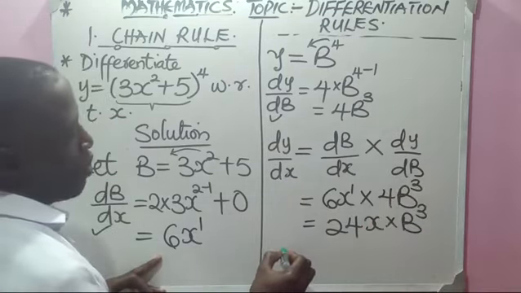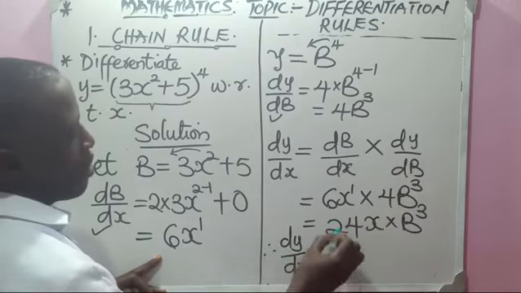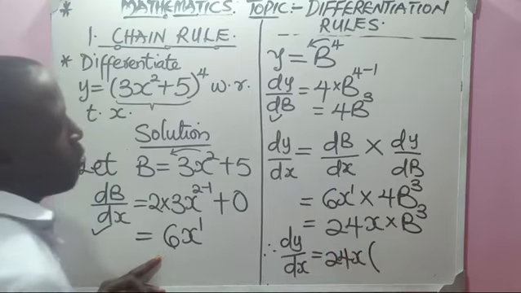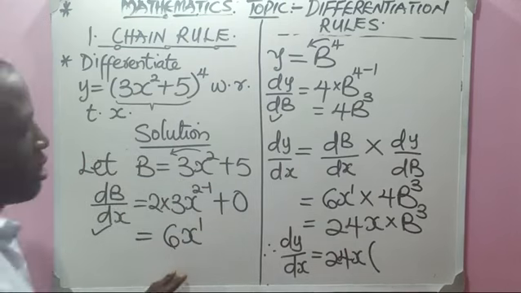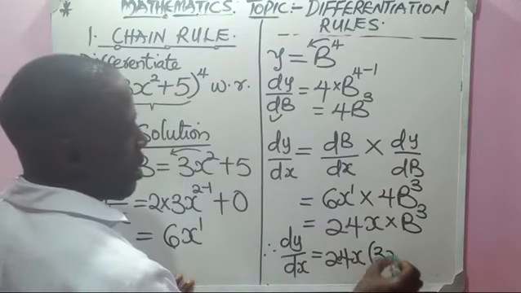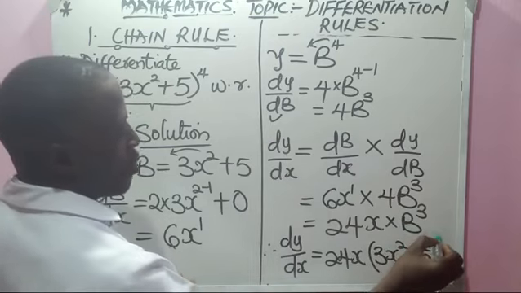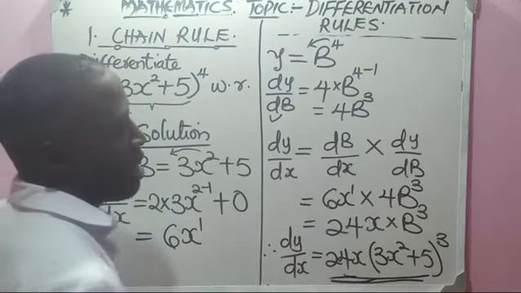Then I'll return, I now conclude by saying dy dx equals this 24x, then open my bracket, I'll bring my b back. I said b is 3x squared plus 5. Close my bracket, raised to the power of 3. This is my final answer.